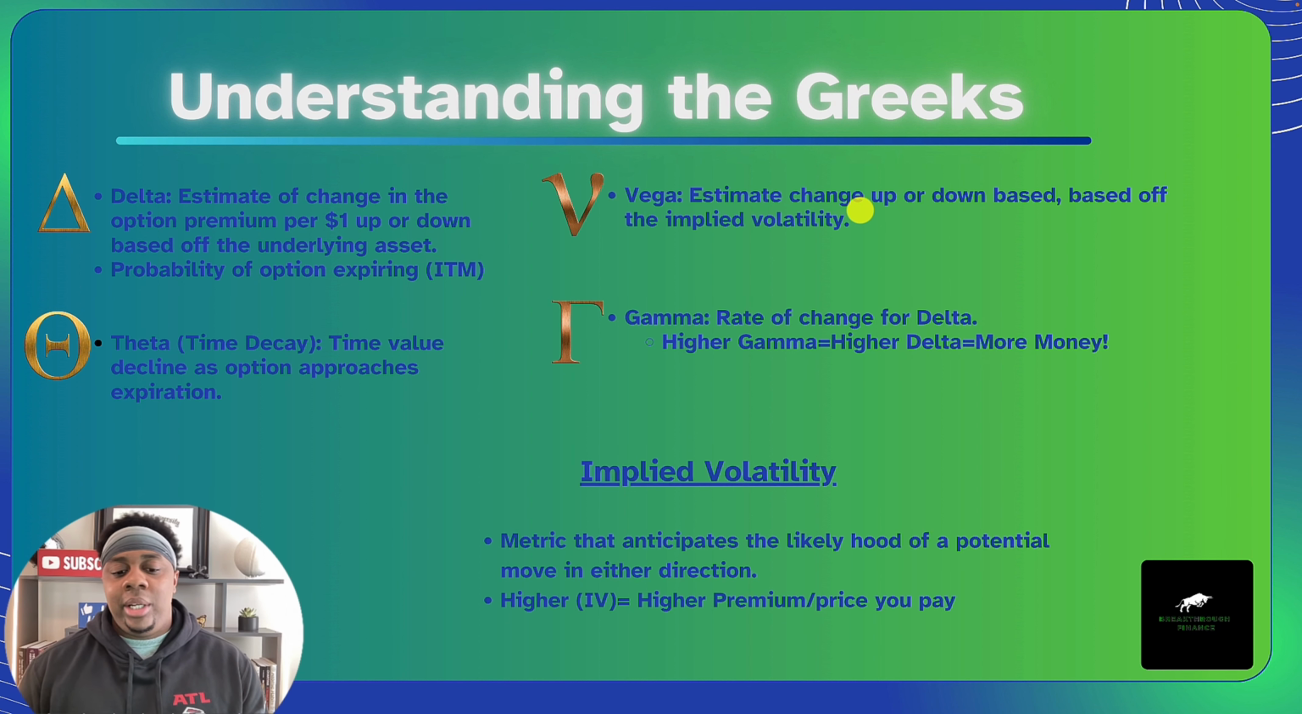And then let's look at implied volatility. So this is the metric that anticipates the likelihood of potential moves in either direction. So a higher IV usually equates to a higher premium, and the premium is going to be the price you pay for the contract. And when we look at options, one contract is represented as 100 shares. And we'll kind of go more into pricing here in a little bit.